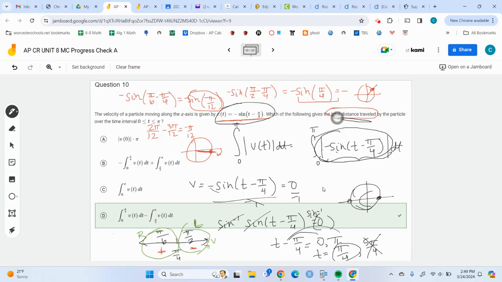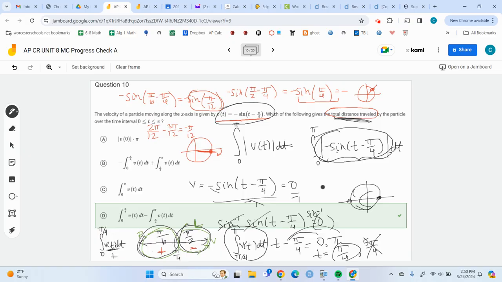So to get total distance traveled, I'm going to have to go from 0 to pi over 4 of velocity. Because velocity is positive here, like I'm moving right, I can just do that integral and it'll give me a positive amount. If I then do the integral from pi over 4 to pi of velocity, well, remember, from pi over 4 to pi velocity was negative, so I'm moving left. So this integral would give me a negative amount.